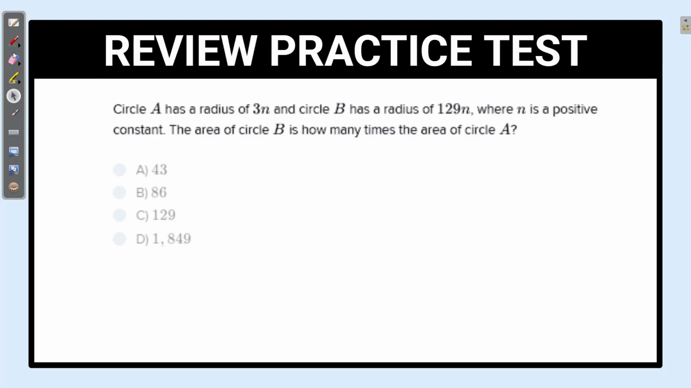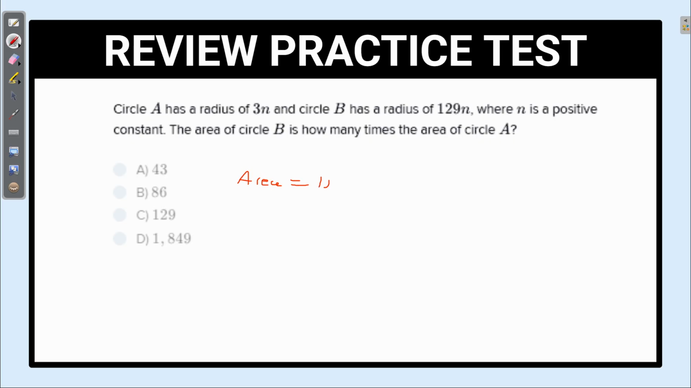And then the final question I have here is sort of unrelated. It's more of a circle question. Circle A has a radius of 3n, and circle B has a radius of 129n, where n is a positive constant. The area of circle B is how many times the area of circle A? Well, keep in mind that the area of a circle is found using pi r squared, and each of the radii are shown.